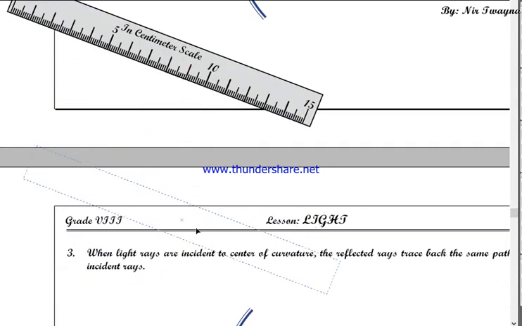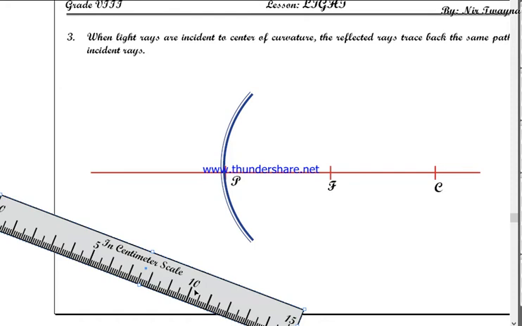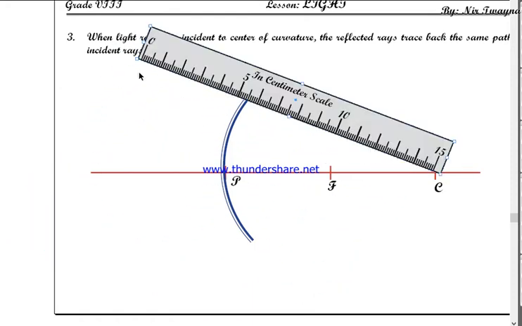Now let's go to the third law. Okay, the third law is quite simple. If a light ray is passing with reference to C, what is C? Okay, what is C?